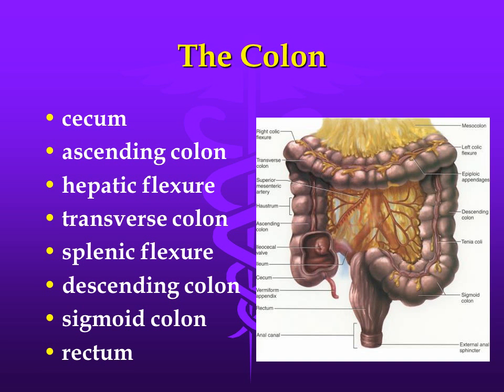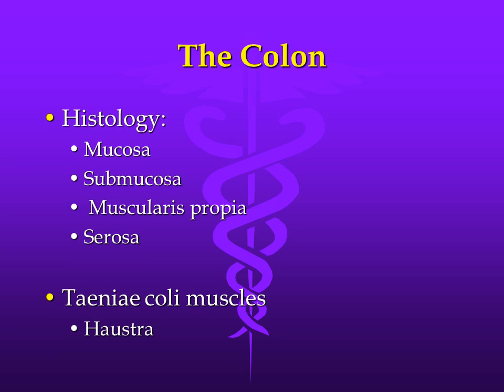The gross anatomy of the colon starts as the ileum enters the colon at the cecum. From the cecum, the colon continues proximally as the ascending colon. It then makes a left turn inferiorly to the liver at the hepatic flexure. It then crosses the abdomen as the transverse colon. It makes another turn at the splenic flexure. It continues distally as the descending colon before becoming the S-shaped sigmoid colon. The colon finally terminates at the rectum.